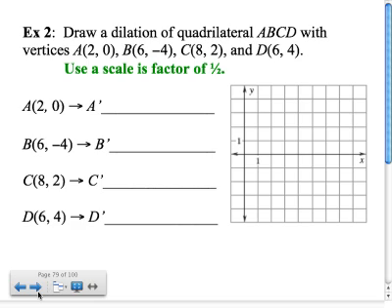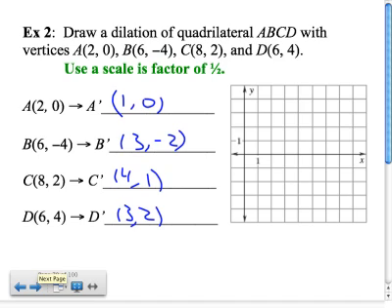Okay, it says draw a dilation of quadrilateral ABCD with vertices. The scale factor is 1/2, so you know it's a reduction. Okay, so my new coordinates, A prime is going to be 1/2 of 2 is 1, 1/2 of 0 is just 0, 1/2 of 6 is 3, 1/2 of -4 is -2, 1/2 of 8 is 4, 1/2 of 2 is 1. And finally, 1/2 of 6 is 3, 1/2 of 4 is 2.